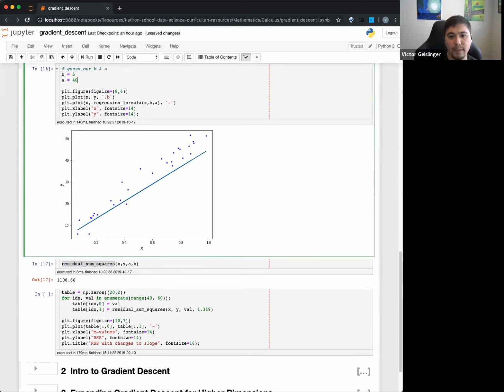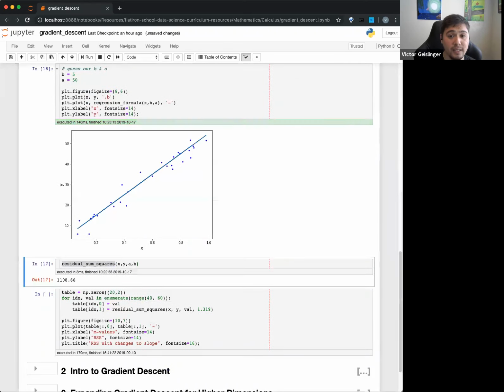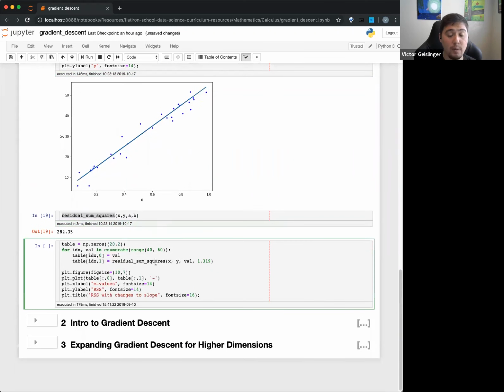Let's go to, since we know it's about 50. Okay, you can see here, hey, 282, and it's a lot better. So we can keep doing this over and over again. Or what we can do is, hey, we've got computers, make the computer do all the work. So what I'm going to do here is go ahead and have it figure out all the different values.